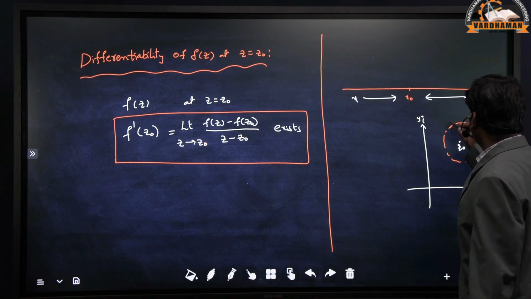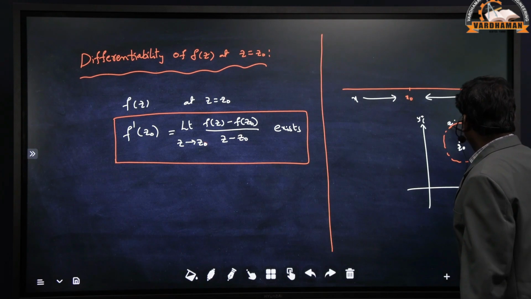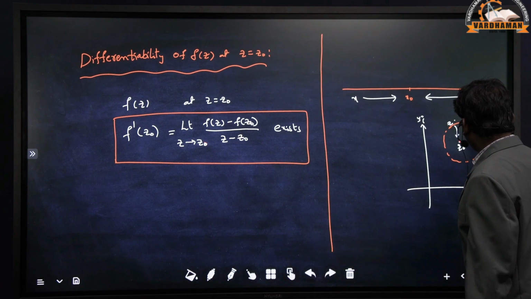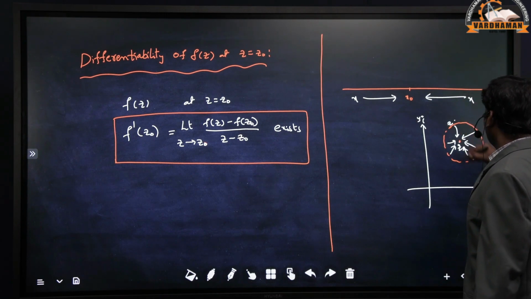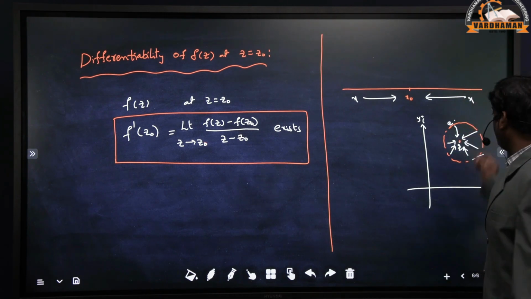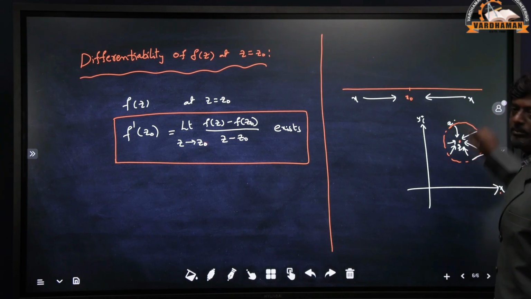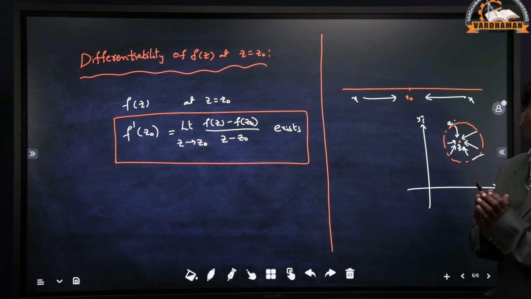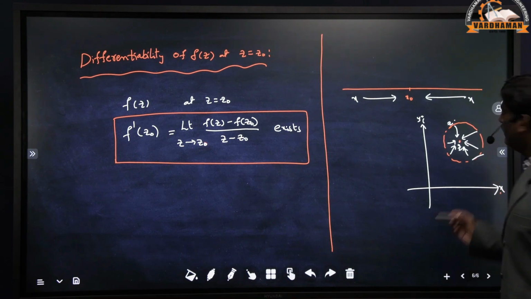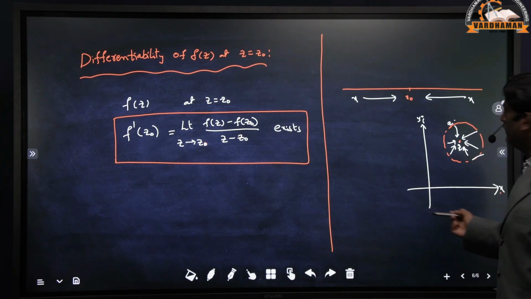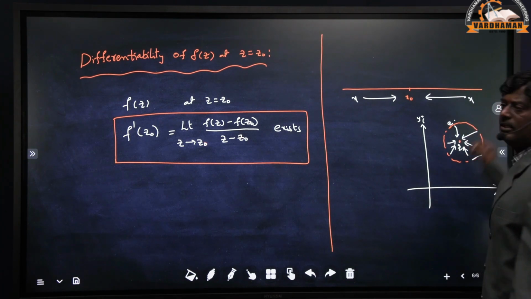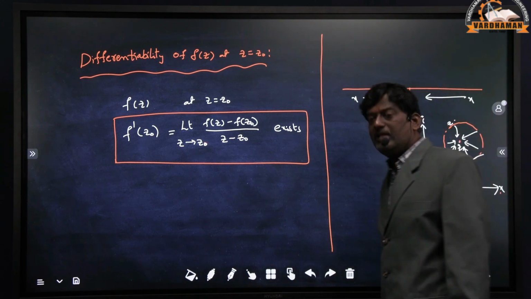Here z is moving, and z approaches z naught. Z approaches z naught in infinite number of ways. You can go in any direction; there is no specific direction here. Always you take the neighborhood, and here you consider z tends to z naught. In this way we can consider infinite number of ways.